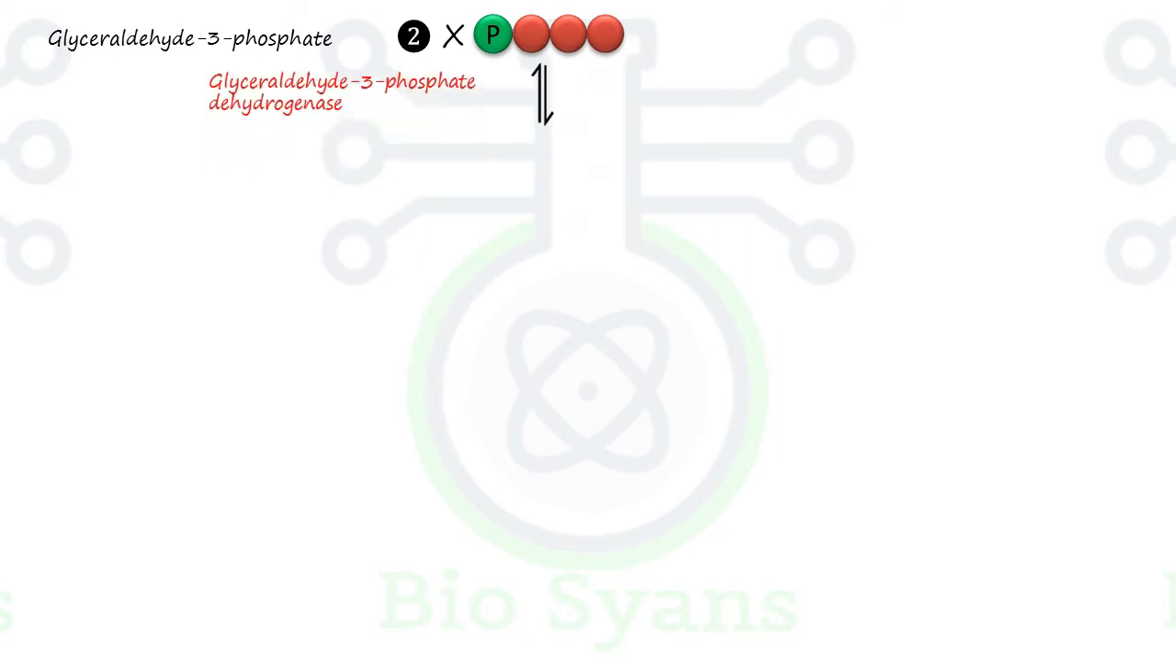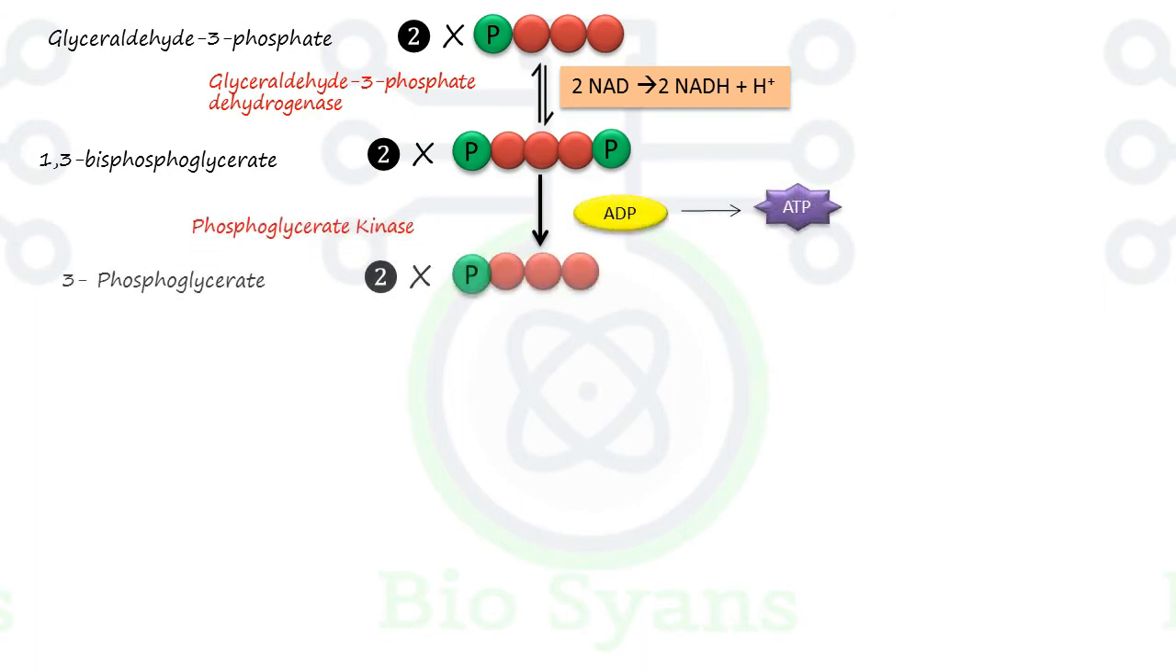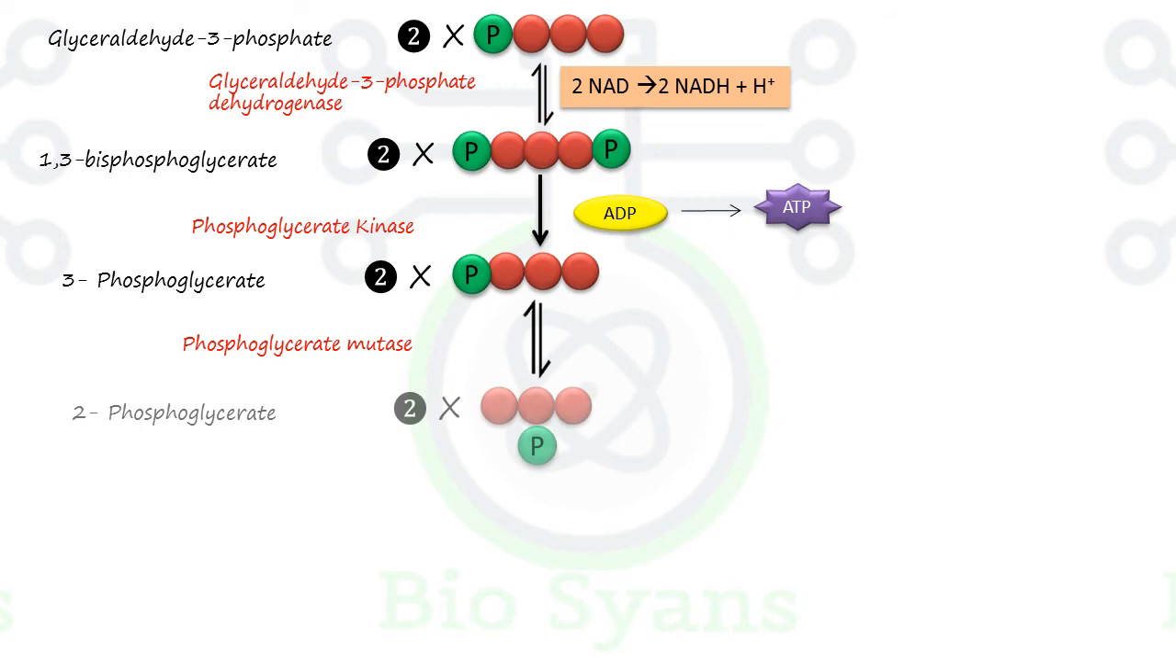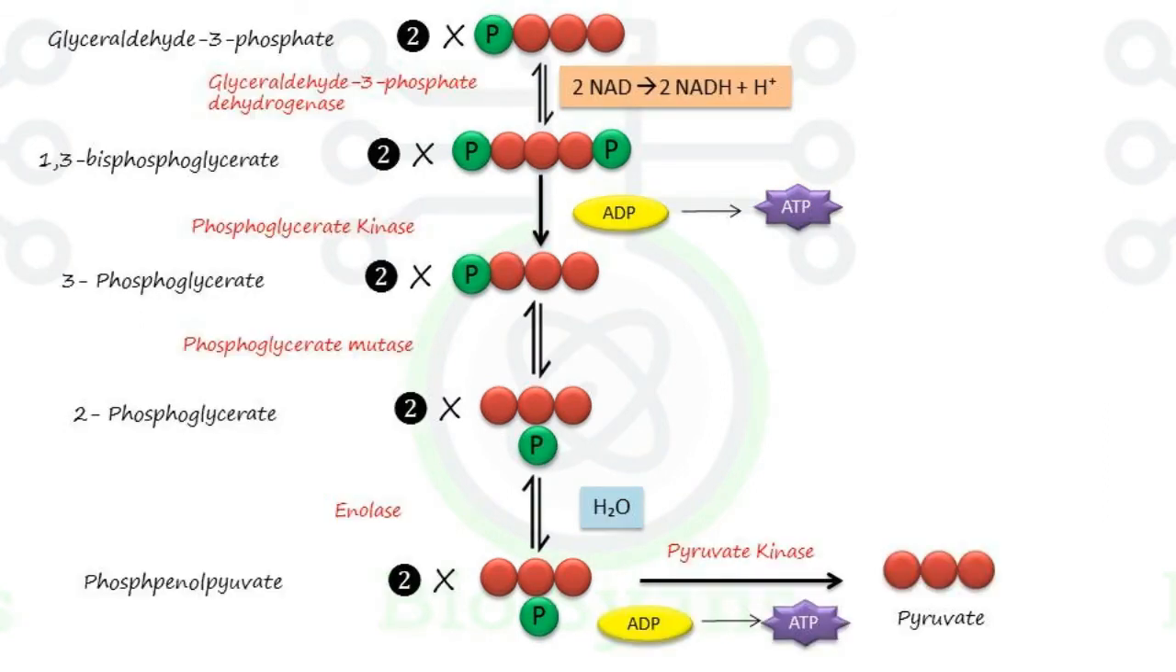The enzyme glyceraldehyde 3-phosphate dehydrogenase catalyzes the conversion into 1,3-bisphosphoglycerate with the help of NAD. This step is catalyzed by the enzyme phosphoglycerate kinase to form 3-phosphoglycerate. Then it is converted to form 2-phosphoglycerate. Now the removal of water from 2-phosphoglycerate forms phosphoenolpyruvate, catalyzed by enolase. The last step of glycolysis: pyruvate is formed, catalyzed by pyruvate kinase.